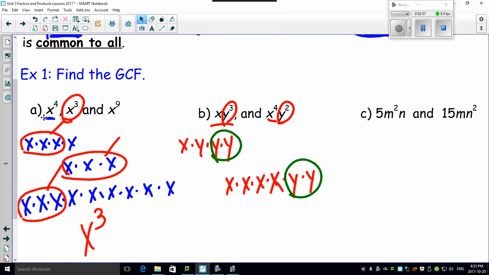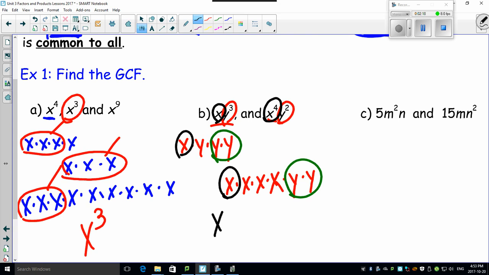Look at this one now. This says x and 4 x's. Only 1 x is common to both. Do you see the pattern yet? So this is like saying there's 1 x and 2 y's common to both. There's your GCF. That's how it works.